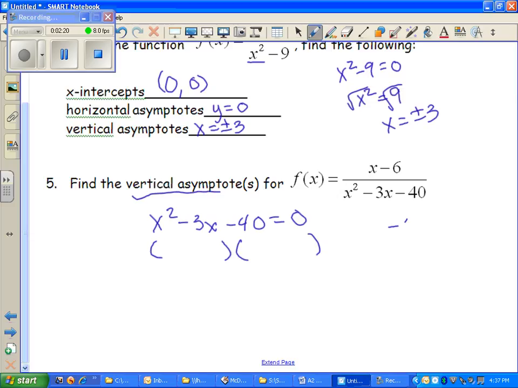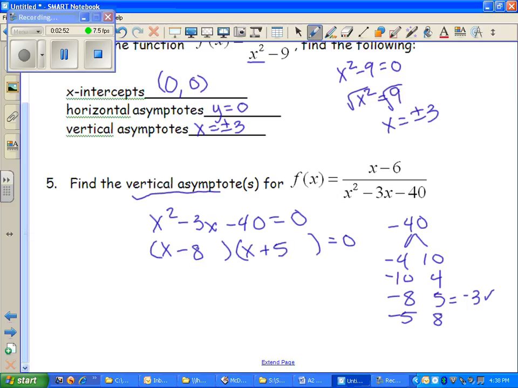Since it's a negative 40, I need to think about factors that have opposite signs, like negative 4 and 10, negative 10 and 4. I need my factors to be 3 apart, though, when I'm factoring this. So I need to think closer together, like negative 8 and 5, negative 5 and 8. And the sum of them has to be negative 3. So when I'm looking at my options, this would give me 6, that would give me negative 6. This one will give me negative 3. That's what I want. So I want x minus 8 and x plus 5.